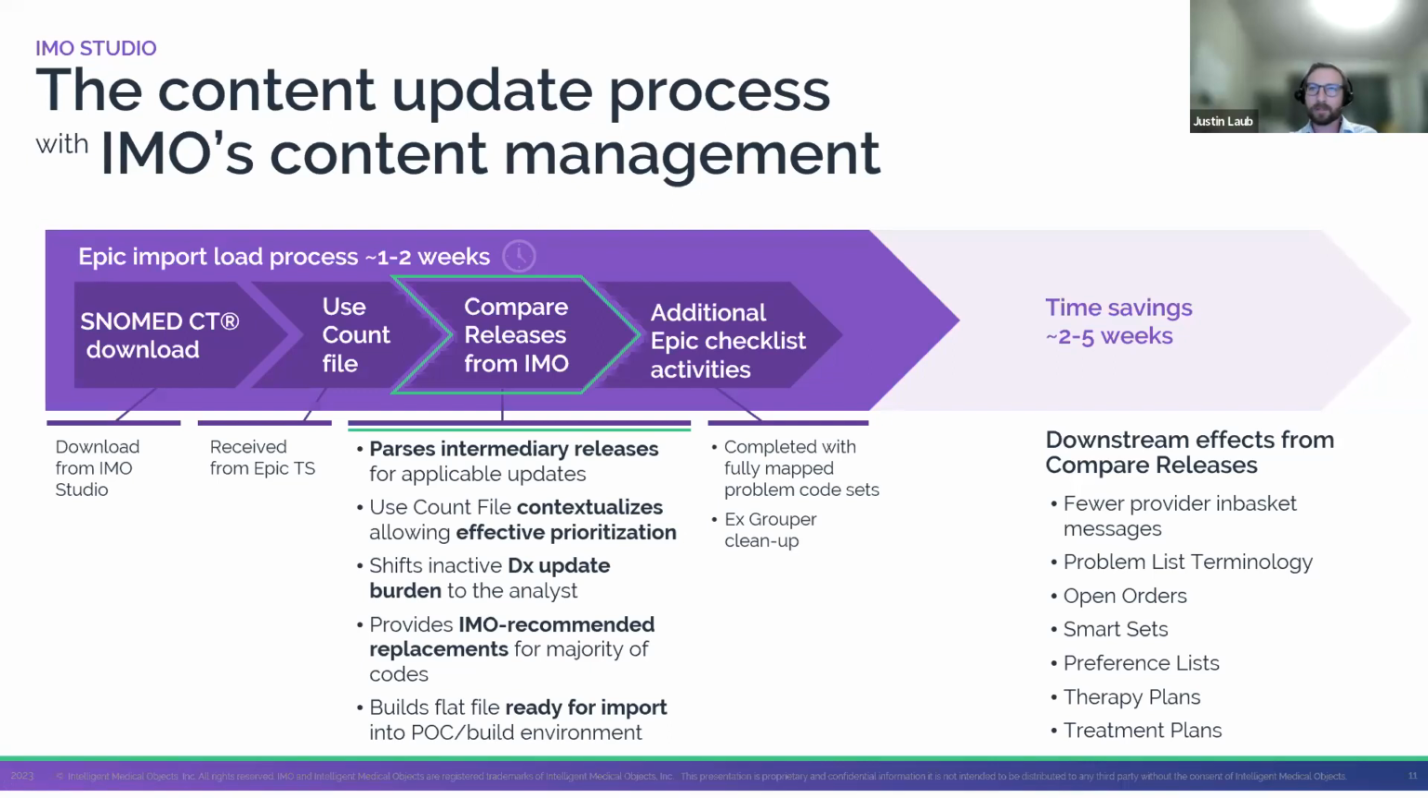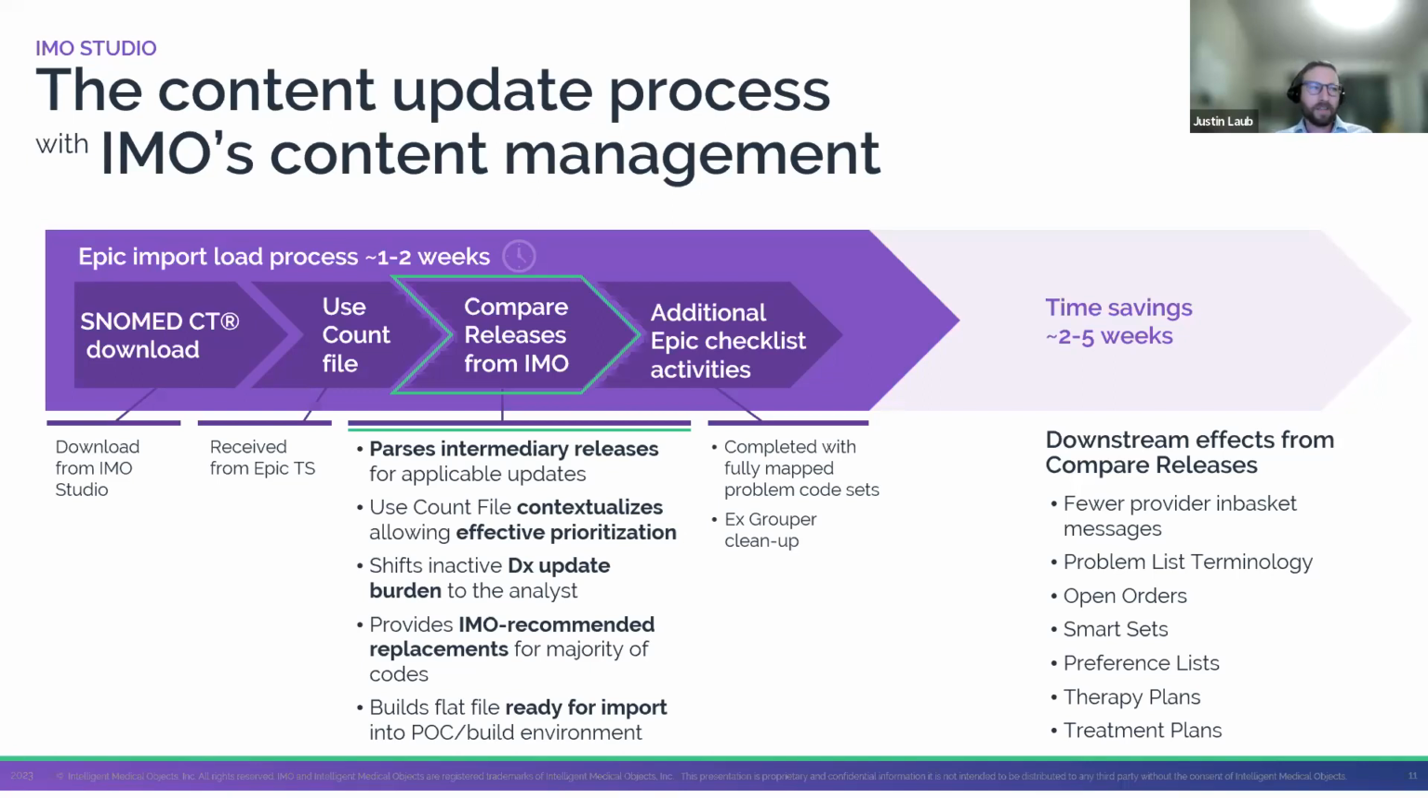You still have that SNOMED step, the use count file, but under that compare releases section in the slide here, the tool can just immediately parse out any of those relevant changes or differences between the old and new release. There's a use count file we'll look into as to how that is valuable in contextualizing and effectively prioritizing your work within compare releases, and showing the impact of the new release if you were not to take any action, and how that would look downstream.